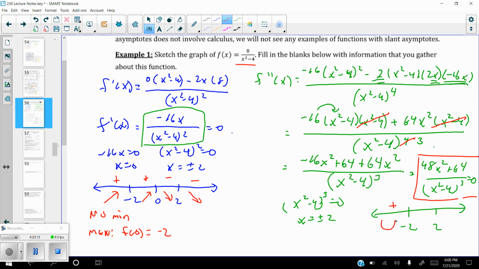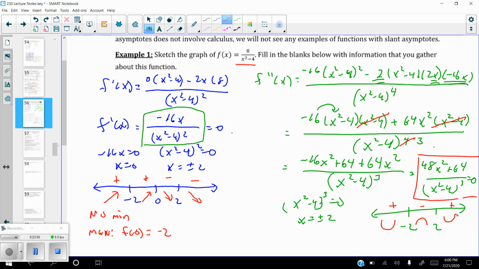If I plug in something in between negative 2 and 2, like 0, again, numerator is positive. That's going to give me a negative 4 cubed in the bottom. Negative 4 cubed is negative, so now it's going to be concave down. And then if I plug in positive 3, it's going to give me a positive over a positive, which is concave up. So you might look at this, and this is again where you have to be very careful. You might say, oh, well, it does change concavity at negative 2 and positive 2. Perfect. I'm going to have inflection points. We actually are not going to have inflection points.